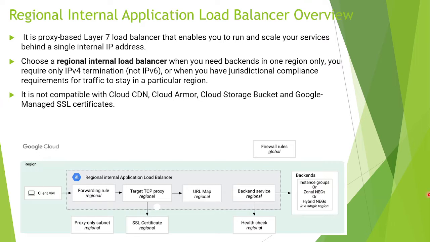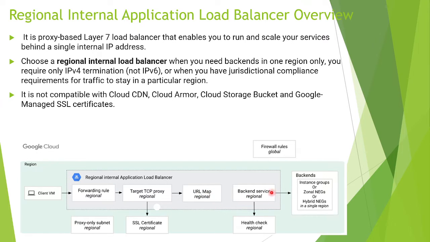So this is a small architecture which can help us to understand better. This is our client VM, anyone trying to access our internal load balancer. This is the forwarding rule, which is a regional one, where the internal IP address will reside. Once we hit this, it will forward the traffic to the TCP proxy, which will terminate the traffic, create a new connection to our backends, and it will use the URL map for that.